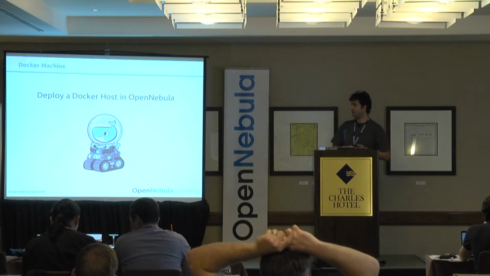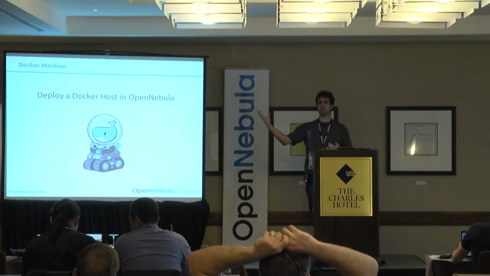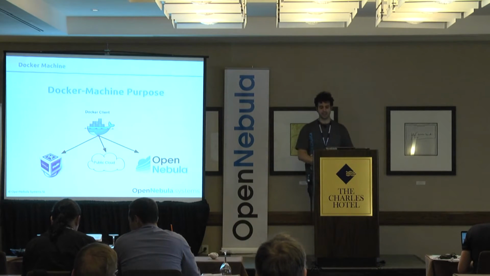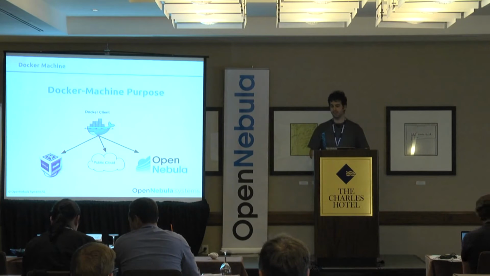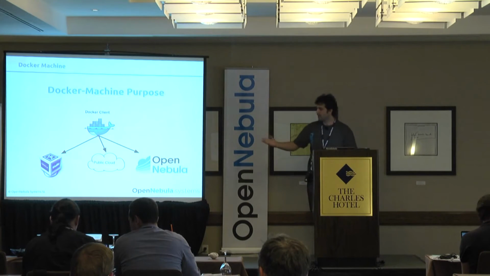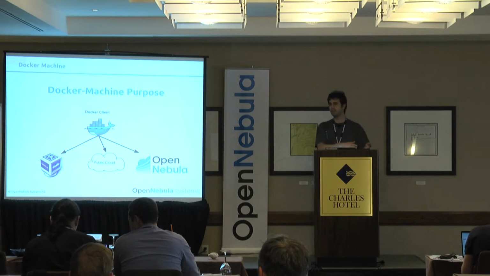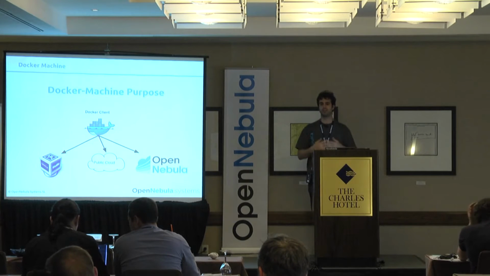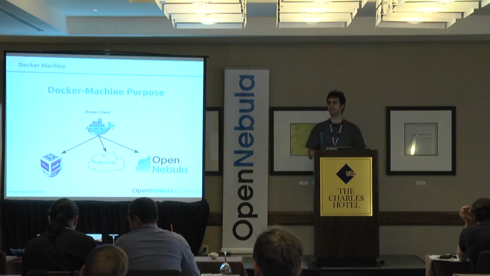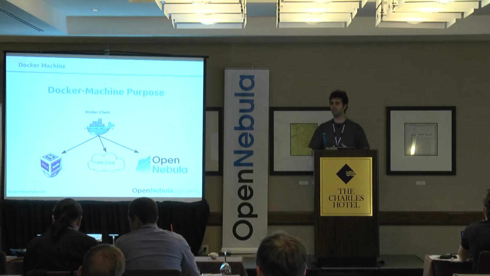In OpenNebula, this machine that we are executing is a virtual machine. Generally, people may want to use their own laptop, but they may want to use some other infrastructure provider. They can use, for instance, VirtualBox, or they can use a public cloud or OpenNebula, and they will instantiate a virtual machine that has Docker inside of it.